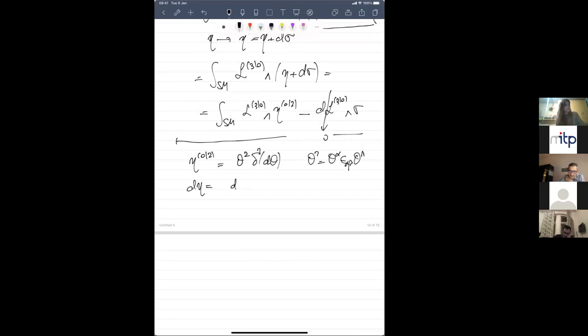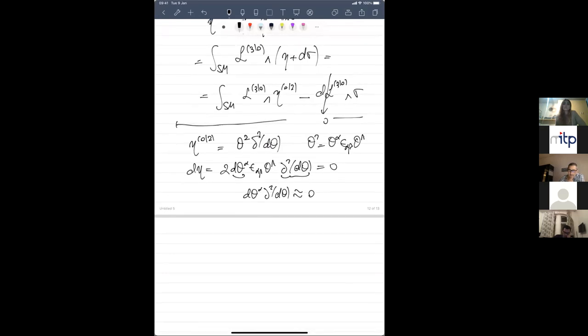theta, I get d theta alpha epsilon alpha beta d theta beta times two, delta two of d theta. Then you see here there is d theta in front of the delta function. I use the distribution law, delta d theta is equal zero, then automatically this is zero. It is also easy to show this is not exact. And then let's see what happens if I plug this in the action.